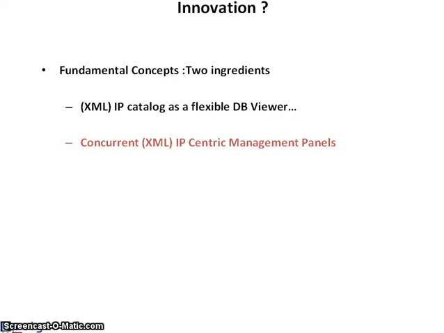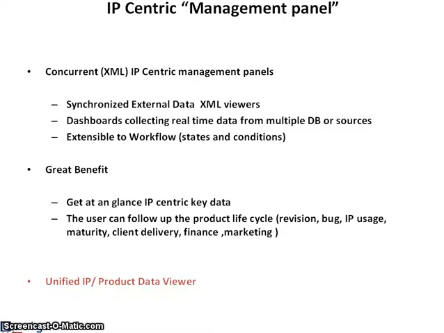I am now going to the second item about innovation in the ENR Enterprise Management Platform. We have seen in the last talk that the catalog generator with this XML DB viewer is a very good ingredient. Now the next one connects to a central catalog, what we call concurrent IP-centric management platforms. What does it mean? That means that in IP you have listed your IP in a catalog.